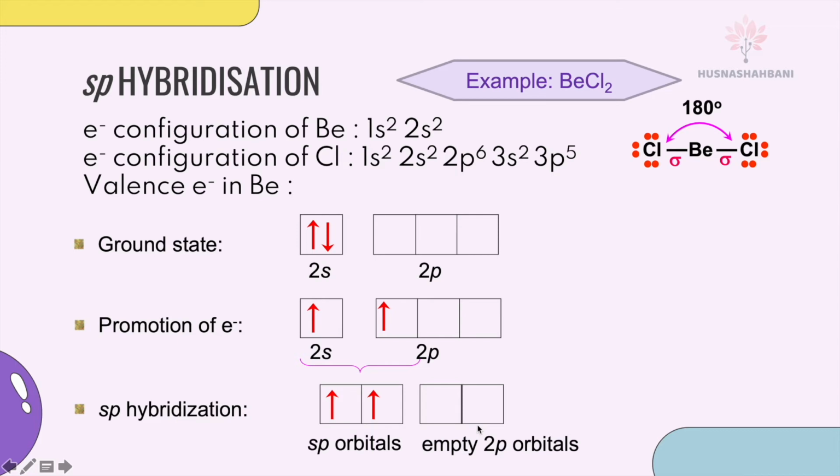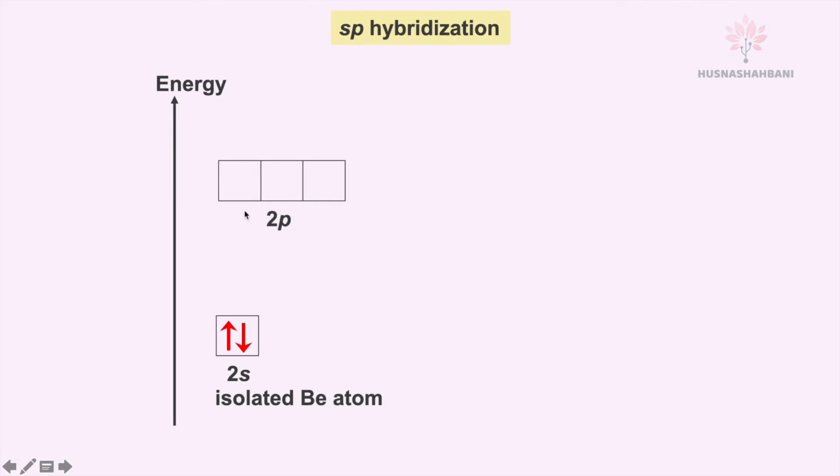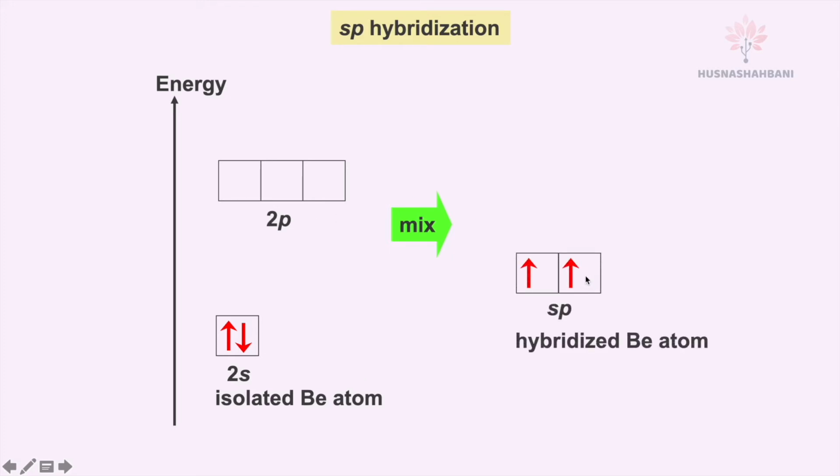And then, this is the energy level diagram of sp hybridization. First, you have 2 electrons in the s orbital and no electron in p. Initially, this is the ground state. And then you mix these together, because you have to make 1 unpaired electron in s and another unpaired electron in p, mixing them together, making sp orbital.